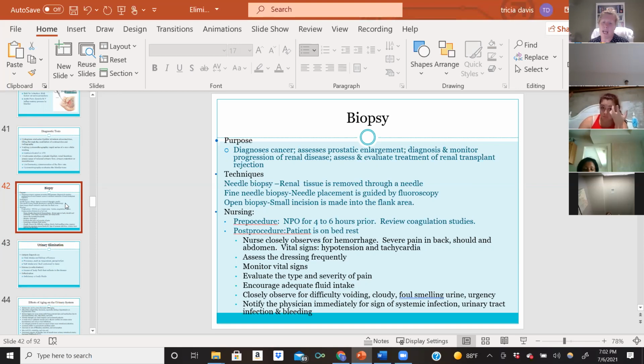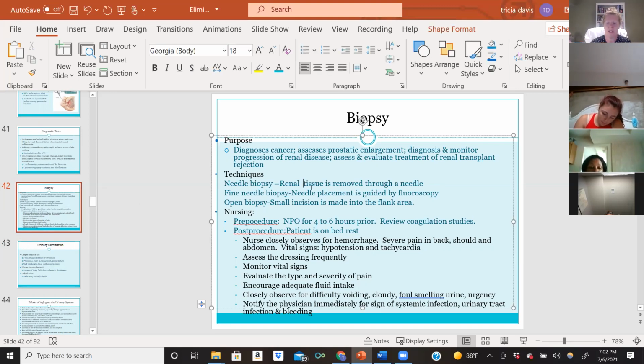So we could do a needle biopsy, a fine needle biopsy, or an open biopsy. So a needle biopsy is where renal tissue is removed through a needle. Very simple. We go into the kidney, we take our tissue, we come back out. Fine needle is where it's guided. So the needle goes in, it's a smaller needle, and it's guided through fluoroscopy. And then an open biopsy is where we make a small incision, this is obviously more invasive, into the flank area and we go through to the kidney and we take a biopsy.